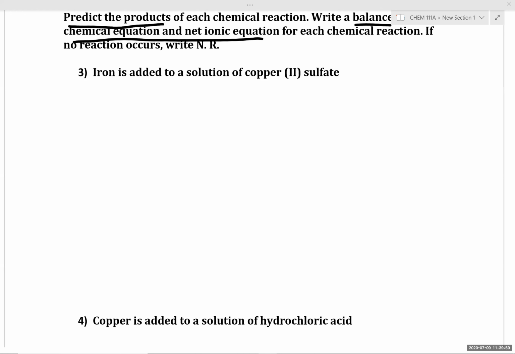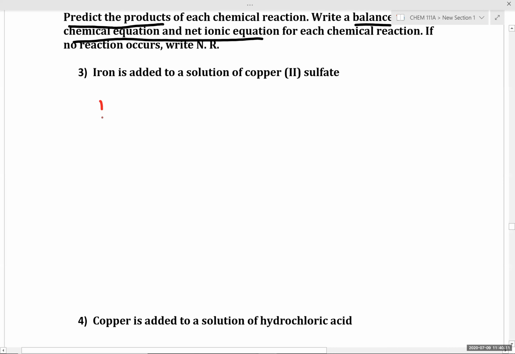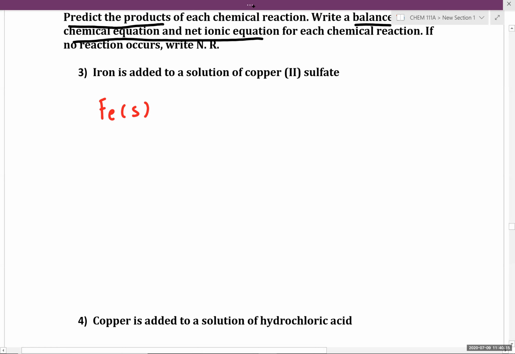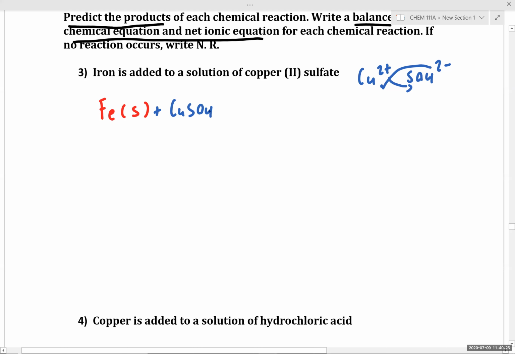And the proposed products that I see in the chat look great so far. So let's discuss this example. First and foremost, we're going to write out our formulas. Iron is just Fe. Copper(II) sulfate, we have Cu2+ and SO4 2-. We cross our charges, and that gives us CuSO4.